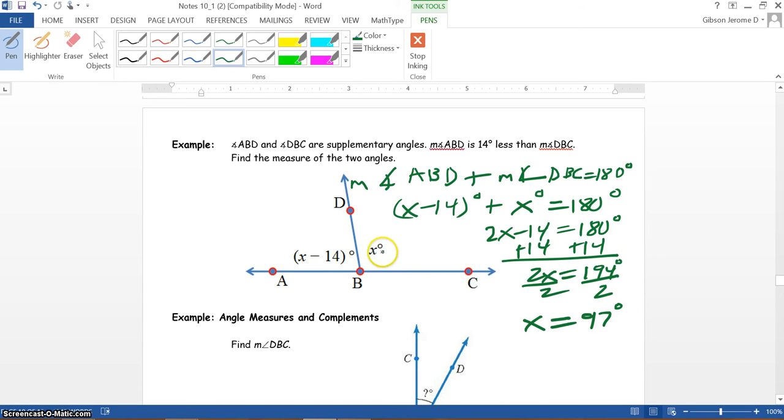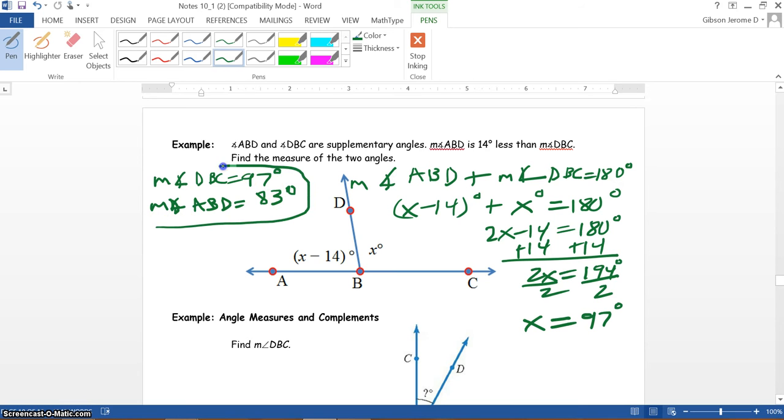So now we can write the answer here: the measure of angle DBC is 97 degrees. But now we know the measure of angle ABD is equal to 97 minus 14, which gives us 83 degrees. And when you add these two up, it gives us 180. So this is the final answer to this problem.